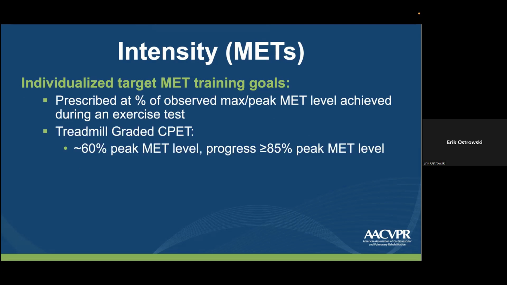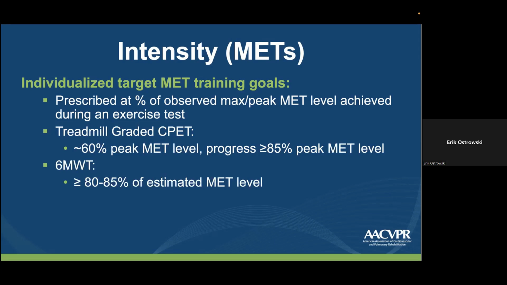If we're using a treadmill graded cardiopulmonary exercise test, the recommendation is that whatever the peak MET level achieved during that test is for the patient, we take approximately 60% of that, and that would be the starting exercise intensity in METs for that patient on whatever exercise modality you're having them perform. And then over time, you're progressing them to greater than or equal to 85% of that peak achievable MET level.